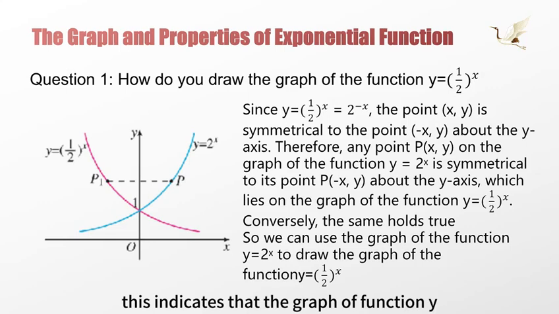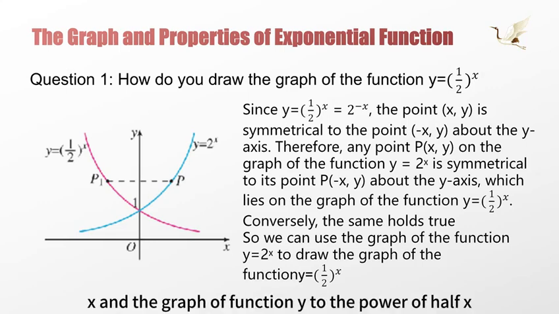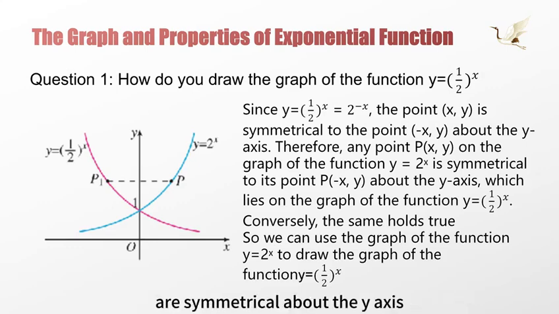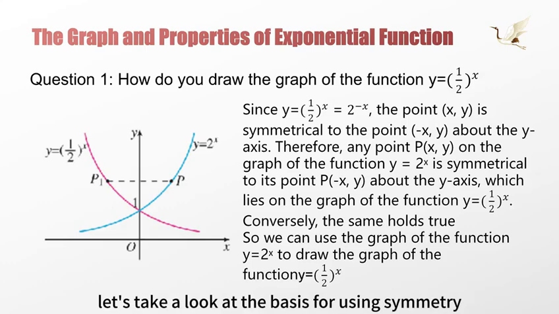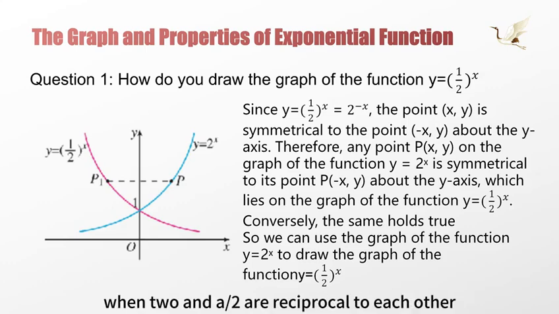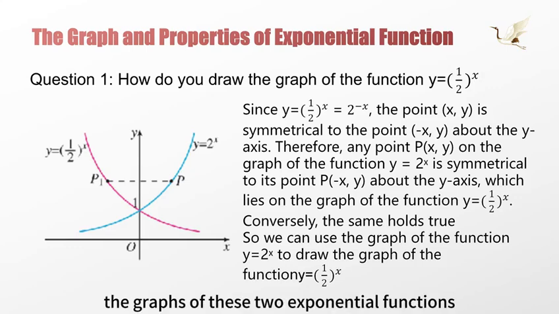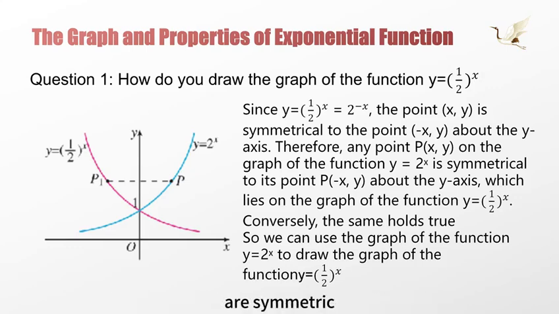This indicates that the graph of the function y equals 2 to the power of x and the graph of the function y equals (1/2) to the power of x are symmetrical about the y-axis. Therefore, we can use the image of y equals 2 to the power of x to directly draw the image of y equals (1/2) to the power of x. Let's take a look at the basis for using symmetry to draw graphs. When 2 and 1/2 are reciprocals of each other, the graphs of these two exponential functions are symmetric about the y-axis. Can this symmetry be extended to general exponential functions?